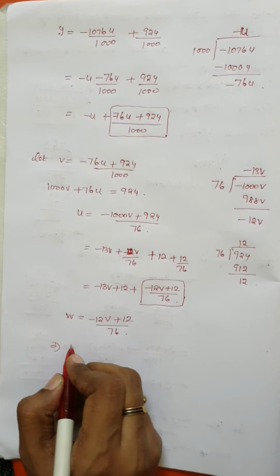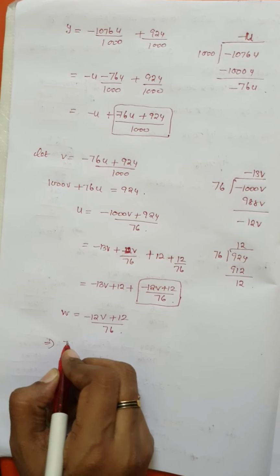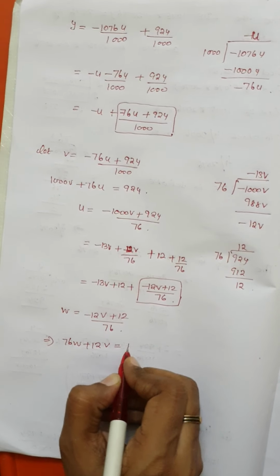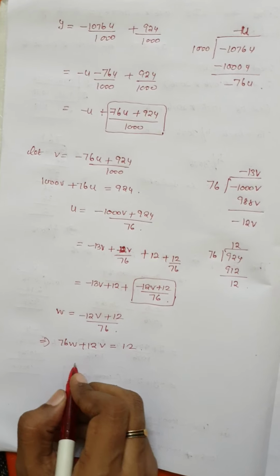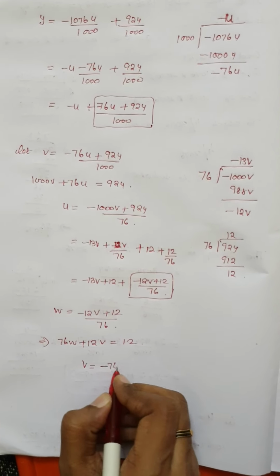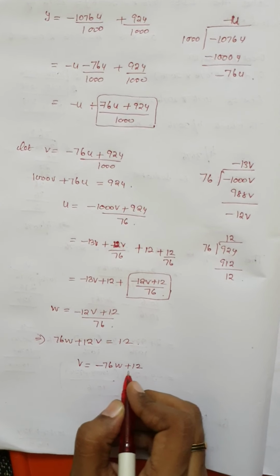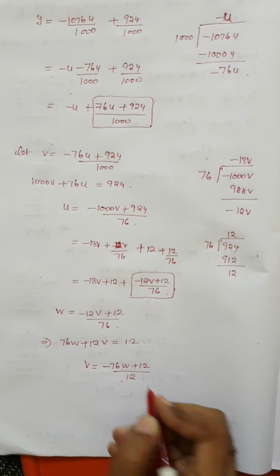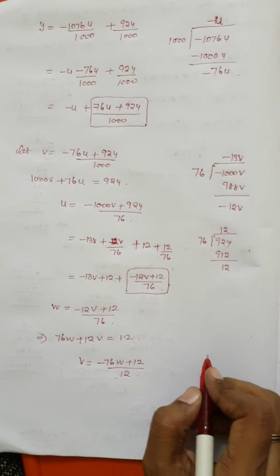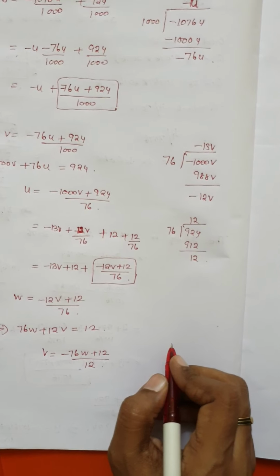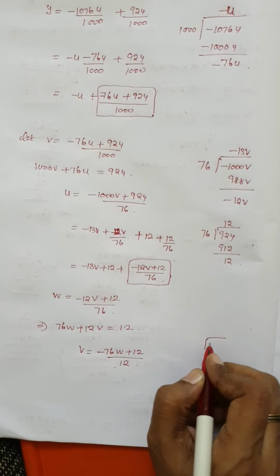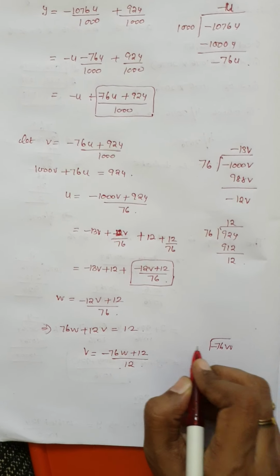So this equation can be rewritten as 76w plus 12v equal to 12. So from this equation we can find out the value of w as w equal to minus 76w plus 12 whole thing divided by 12. So here also we can use the division algorithm. So you have to divide 76 minus 76w by 12.